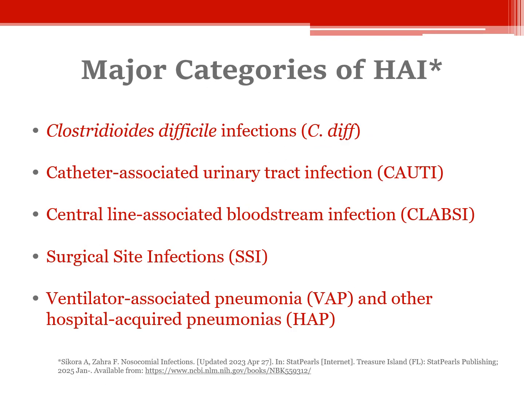On the next few slides, we'll go into some greater detail about the major categories of healthcare-associated infection. These include Clostridioides difficile infections, more commonly known as C. diff infections, catheter-associated urinary tract infections, central line-associated bloodstream infections, surgical site infections, and then two types of pneumonias, ventilator-associated pneumonia and other forms of hospital-acquired pneumonias.